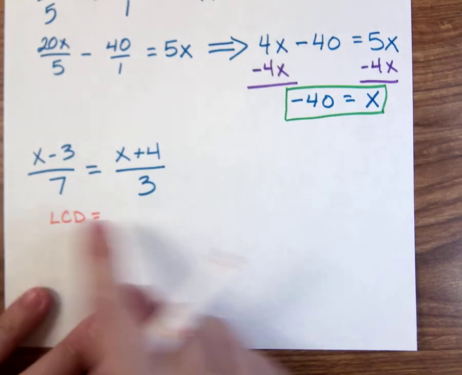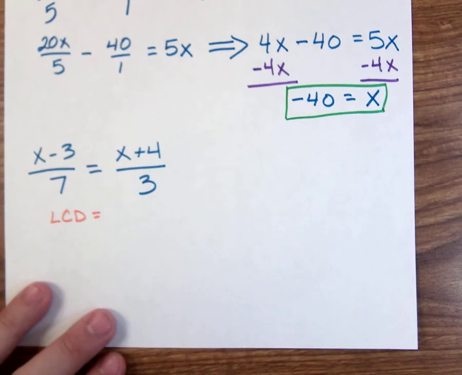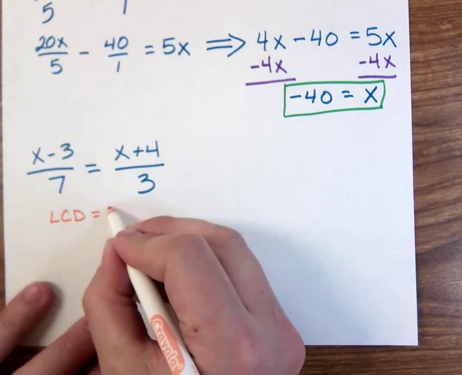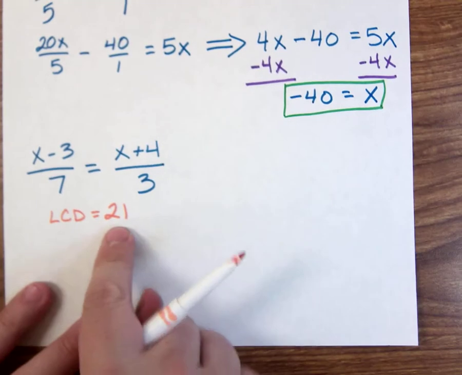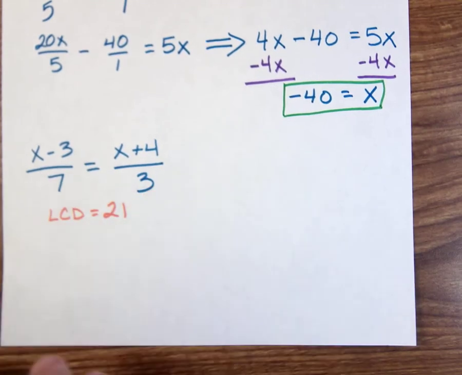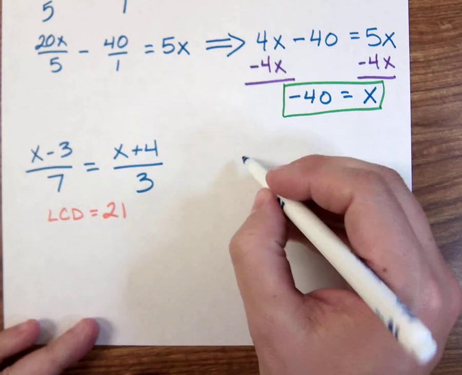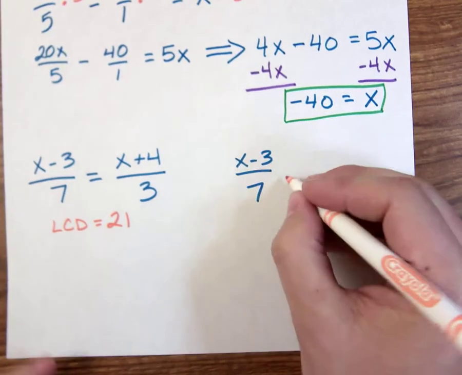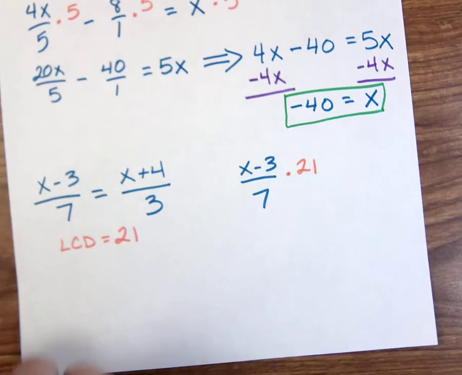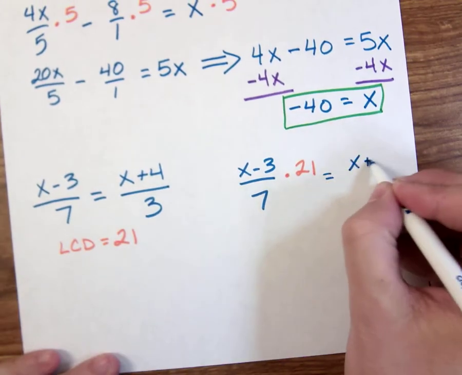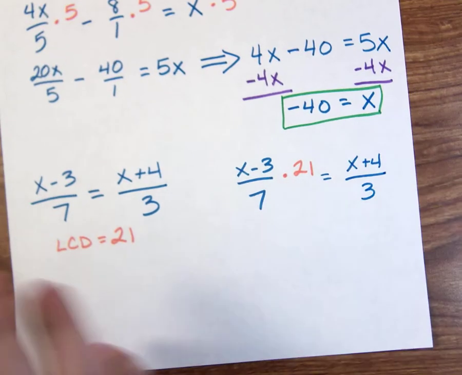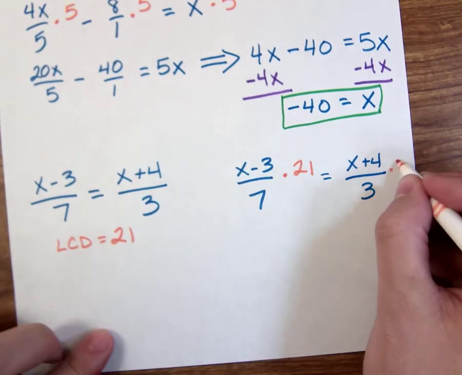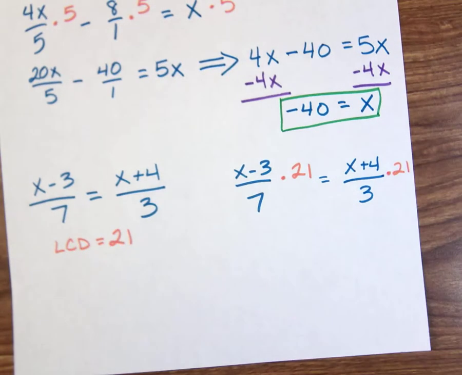7 can be divided by 7, but 3 can't. 7 can't be divided by 3. What number can be divided by 7 and 3? How about 21? 21 can be divided by 7, and 21 can be divided by 3. So, everything in this problem has to be multiplied by friggin' 21. Although we tend to just call it 21. We only call it by its full name if we're mad.